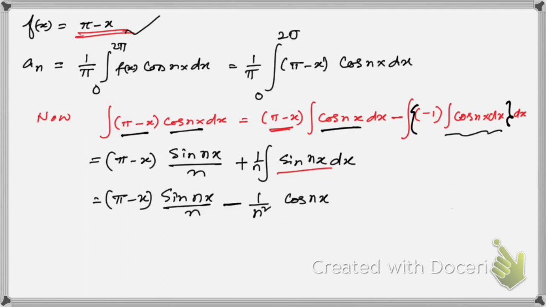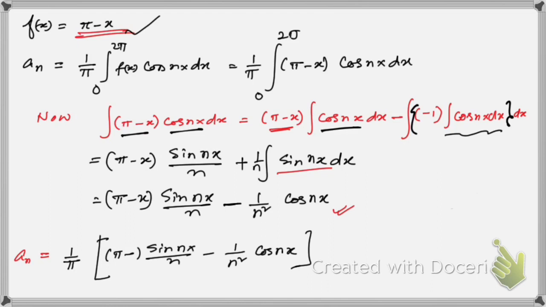So now let us use this result here to get an is equal to 1 by pi, within bracket, what we have got: pi minus x into sine nx by n, minus 1 by n square cos nx. We are integrating it from 0 to 2 pi, right? So now put the upper limit and lower limit, and sine 2 n pi is going to be 0. Sine n pi is 0, that's why we can ignore this part directly. So that's why we have only this part.